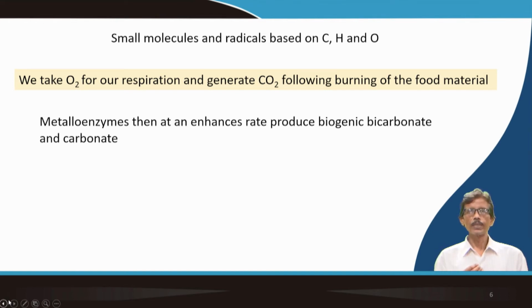So, metalloenzymes are there, carbonic anhydrase we have studied earlier. It enhances the rate of production of the bicarbonate and the carbonate. That means carbonic anhydrase is an enzyme and a very good catalyst for a huge amount of turnover, and the turnover frequency is also very high, such that very quickly you can produce a large amount of carbonates and bicarbonates in our body. So, rightly you are getting good examples of the inorganic anions.